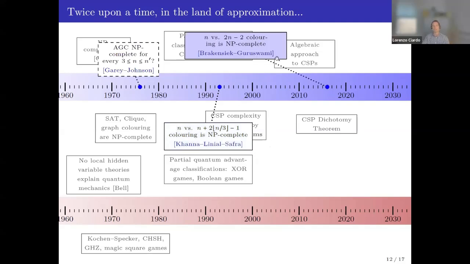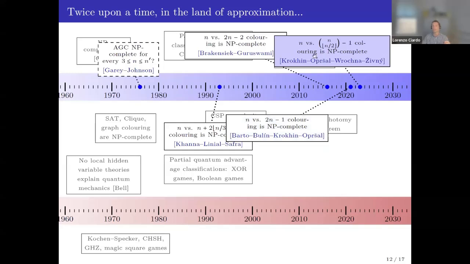An improvement was shown by Brakensiek and Guruswami some years later, n versus 2n minus 2. N versus 2n minus 1 was shown to be NP-complete by Barto, Bulín, Krokhin, and Opršal later. So this in particular gives hardness of 3 versus 5. And asymptotically, the state of the art is exponential. So this result here is by Krokhin, Opršal, Wrochna, and Živný. But as I said before, already 3 versus 6 is open. So it could be that there is a polynomial time algorithm to solve it.